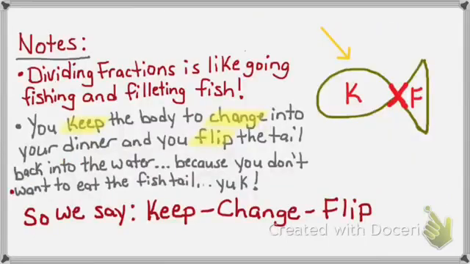So let's review. Dividing fractions is like going fishing and filleting the fish. You keep the body to change into your dinner, and then you flip the tail back into the water because you don't want to eat the fish tail. Yuck. So when we divide fractions, we say keep, change, flip. We draw a little fish. K goes in the body because that's what we're keeping. Change, which is the multiplication sign between the body and the tail, and flip because we flipped that tail away.